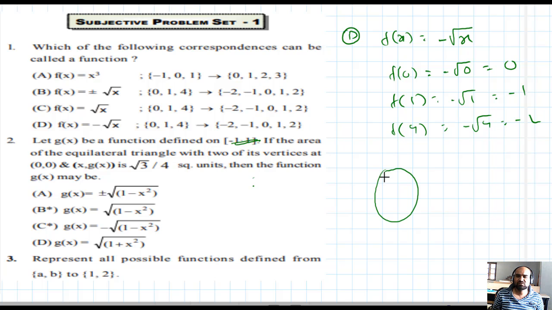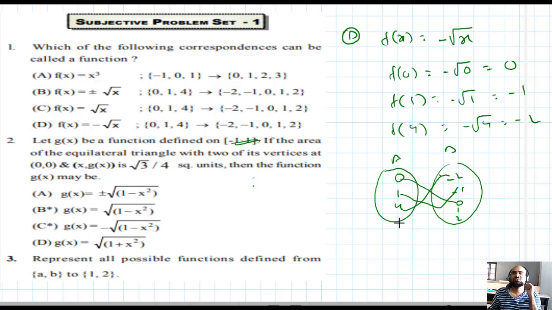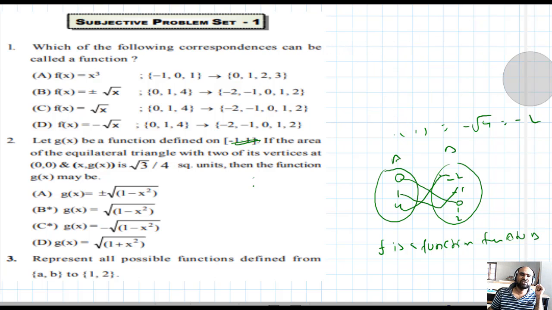Just filling A, B: 0, 1, 4, and minus 2, minus 1, 0, okay. Because 0 should pair with 0, 1 paired with minus 1, 4 paired with minus 2. So all the elements of the first set are used up only once, therefore f is a function from A to B. Okay students, this is the answer for the first problem.